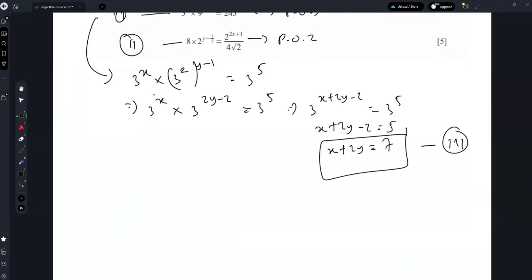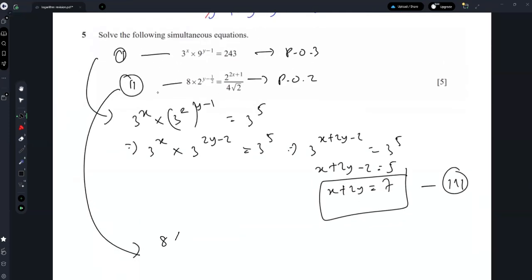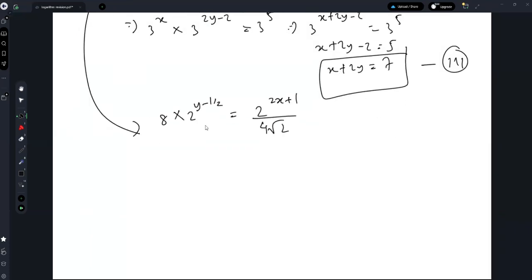And for the second equation, 8 times 2 to the power y minus half equals 2 to the power 2x plus 1 divided by 4 root 2. Okay, that's a bit complex. So I'm going to write this as 2 cubed times 2 to the power y minus half equals 2 to the power 2x plus 1 divided by 2 squared times 2 to the power half.